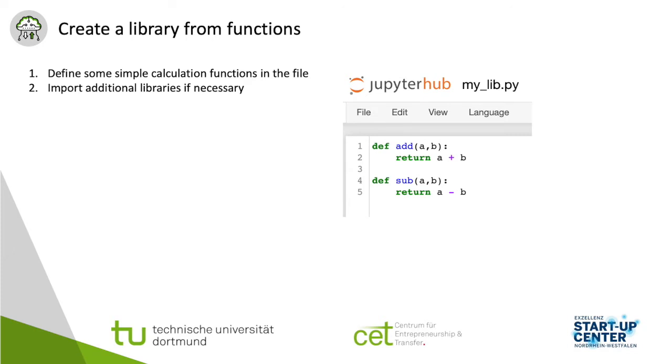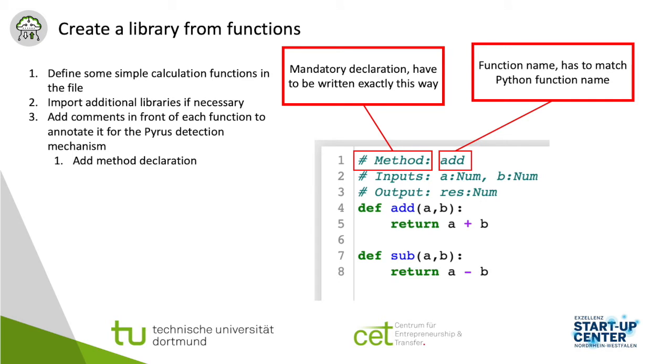Here, as an example, arithmetic functions to sum up and subtract two numbers. As in any Python file, of course, other or external libraries such as pandas or the like can be included. To publish a Python function so that it can be recognized by Pyrus, it must be annotated. First, the function name must always be specified. For this, a comment is introduced by a hash, followed by an empty line and the keyword method: Now follows the function name, which must match the Python function name.